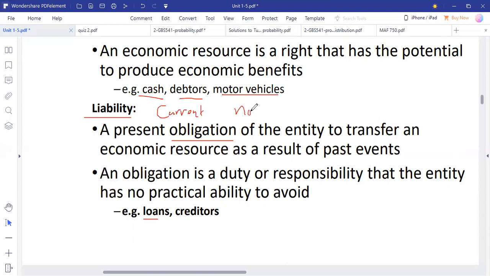Current and non-current liabilities. So current liabilities are simply owings that are payable within a year or less. Current liabilities will include loan payments that are due within a year, bank loan, and amounts payable.